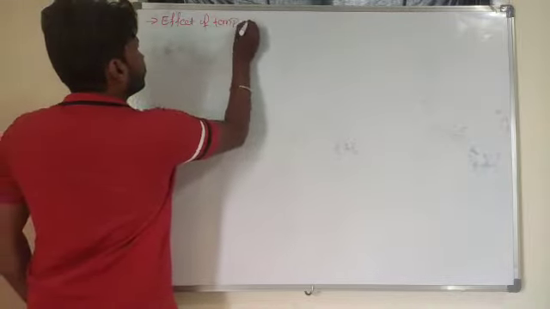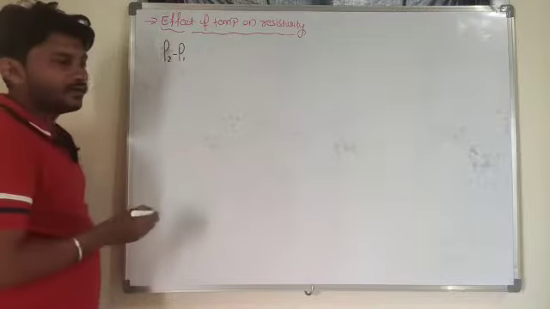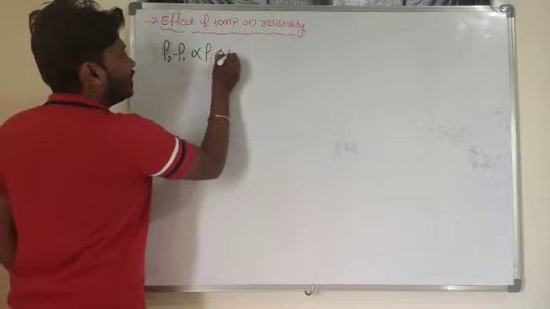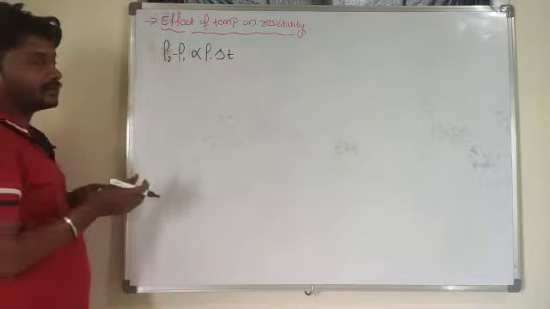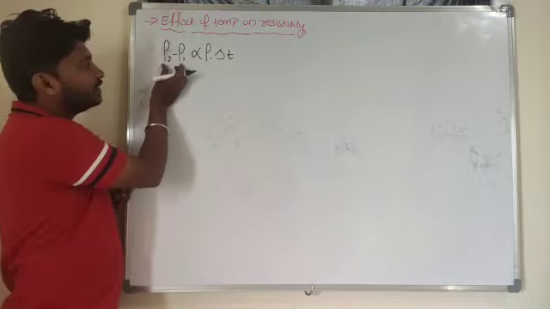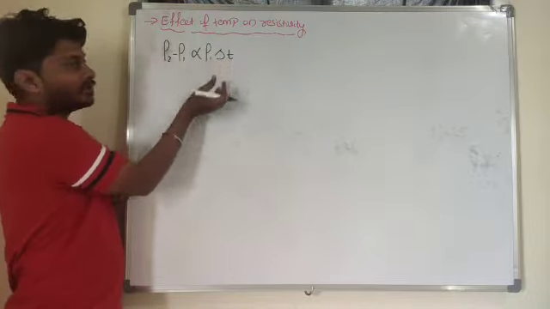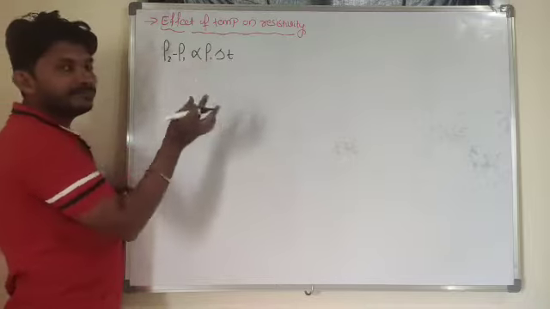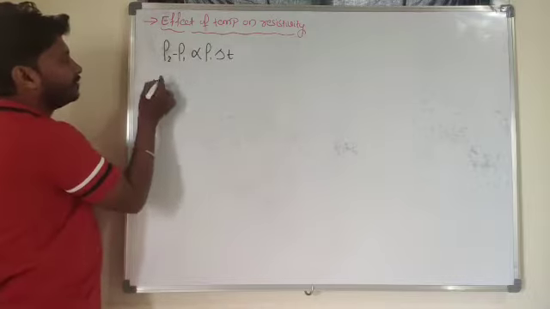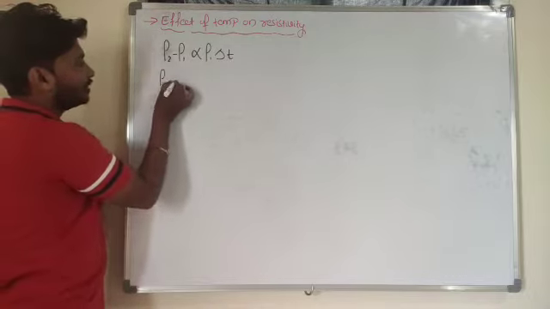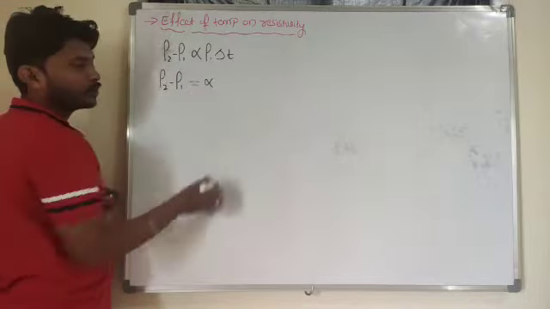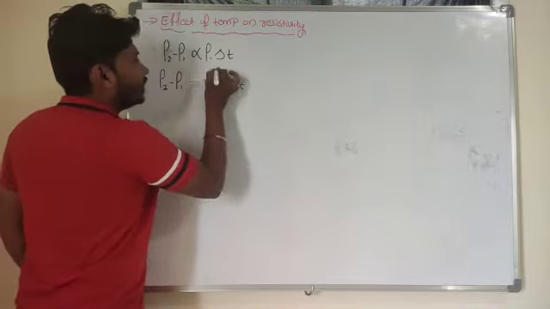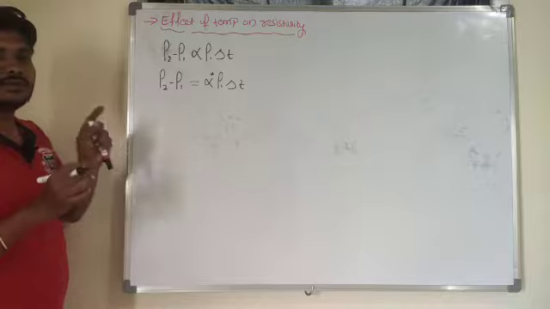So change in resistivity, rho 2 minus rho 1, is directly proportional to original resistivity and rise in temperature. As we did in the case of linear expansion, change in length is directly proportional to original length and rise in temperature. In a similar way, if I remove the proportionality sign, I will get the proportionality constant alpha. So alpha into rho 1 into delta T, where alpha represents the temperature coefficient of resistivity.